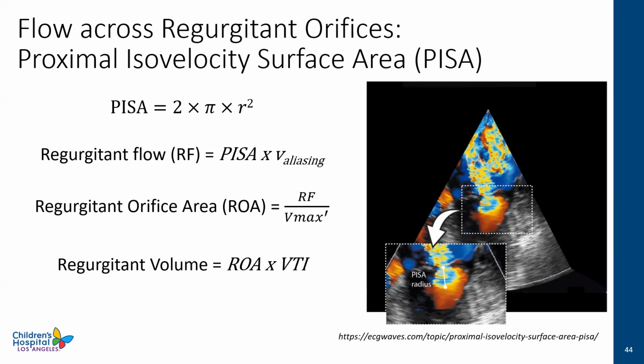And that's because you're trying to get a velocity greater than that Nyquist limit, because that's what you're going to measure. And then you measure the distance between the aliasing boundary and the flow orifice. And this represents the radius of that hemisphere. To calculate the surface area, it's 2 pi r squared. To get your regurgitant flow, you're going to multiply that by your aliasing velocity. In order to get your regurgitant orifice area, you can rearrange that equation so that you divide your regurgitant flow by your max velocity, and then your regurgitant volume is that area multiplied by your velocity time integral.